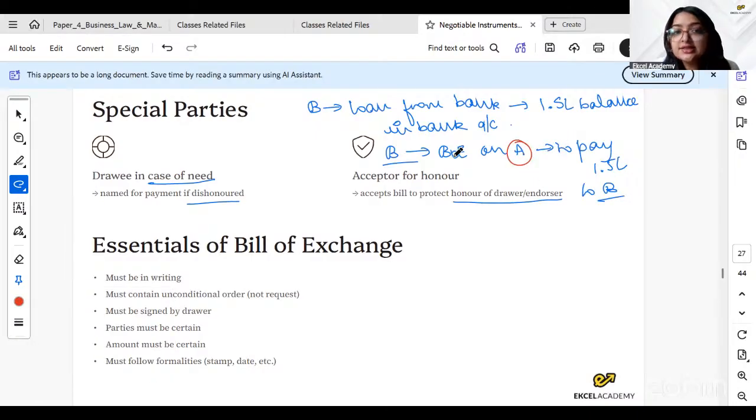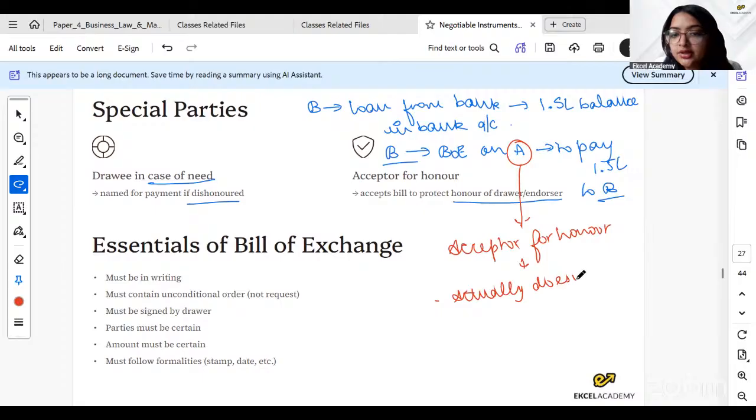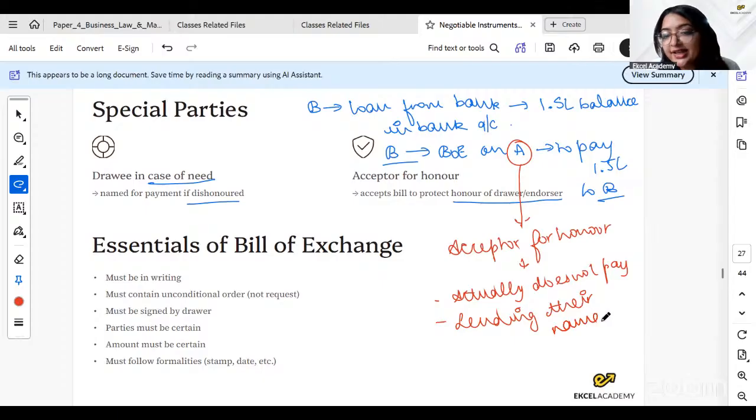B can give this bill of exchange to the bank as proof that he has the capacity to receive another 1.5 lakh rupees. So A becomes an acceptor for honor, where he actually does not pay. They may later go ahead and cancel this entirely. They actually do not pay; they are just lending their name.